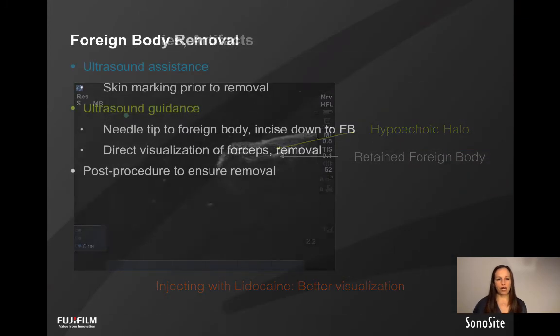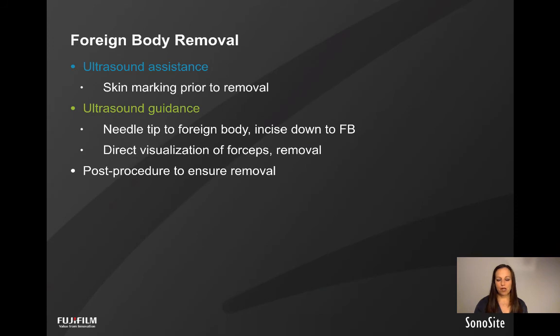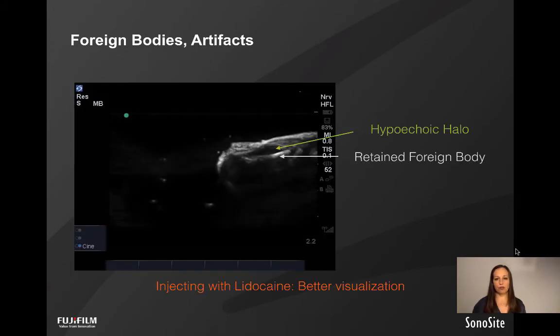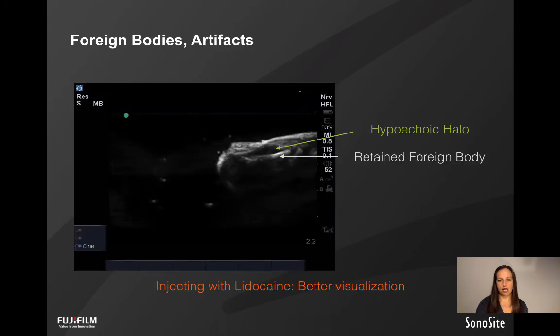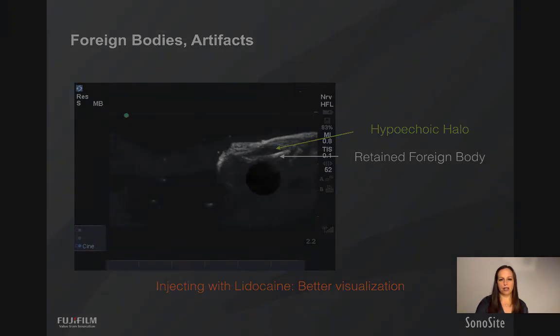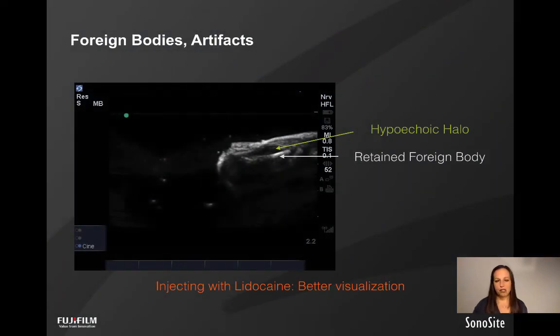One other thing that you can do to help identify a foreign body is injecting lidocaine surrounding that foreign body. So if I have a foreign body that I'm not exactly sure where it is, I can identify it first on ultrasound. With ultrasound guidance, inject lidocaine surrounding it. Anytime there's fluid that you introduce, it acts as an acoustic window. So what you can see here is the foreign body and then this hypoechoic halo around it. This appearance is also the same if it were a retained foreign body.